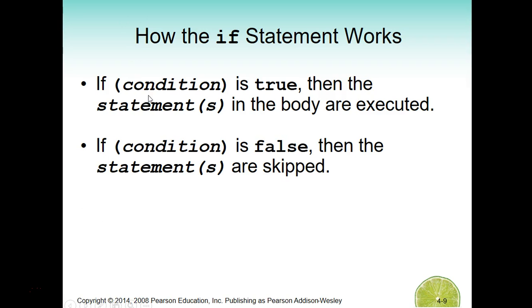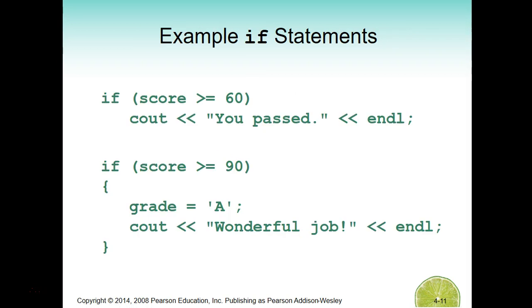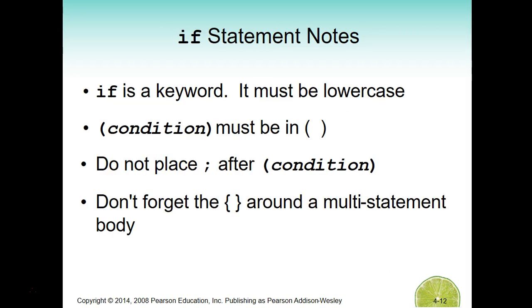If the condition is true, the statement in the body is executed. If the condition is false, it is skipped. This is called a single selection because if it's true, we do one thing. If it's false, nothing happens. Examples are provided here, and we will go through some examples with the textbook code in a little bit. If is a keyword, so it has to be lowercase. The condition is anything that is inside the parentheses.